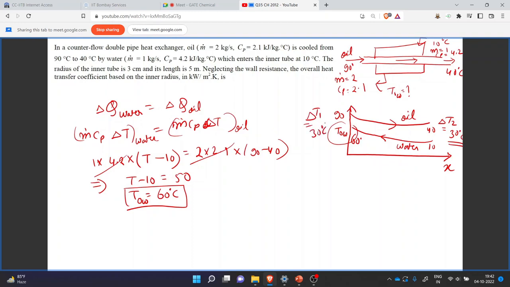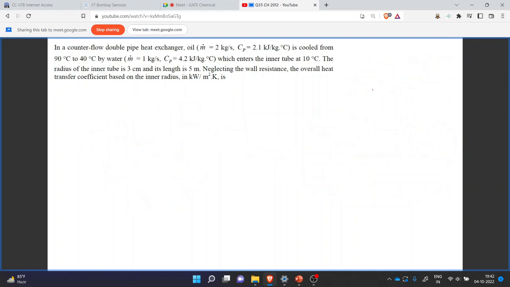Now, usually we will be using this log mean temperature difference to calculate the temperature difference due to which this heat exchange occurs. But in this case, since delta T1 is equal to delta T2, the log mean temperature difference, we can write it as either delta T1 or delta T2. So that is equal to 30 degrees Celsius. So this we can use to calculate the overall heat transfer coefficient based on the inner radius.